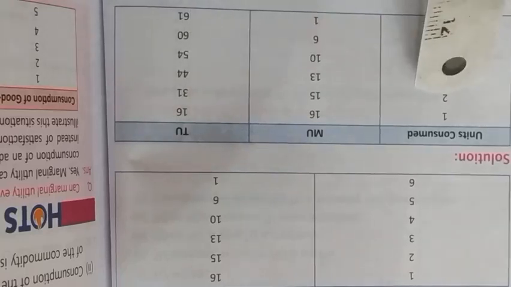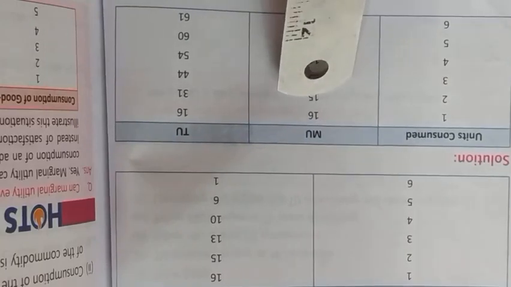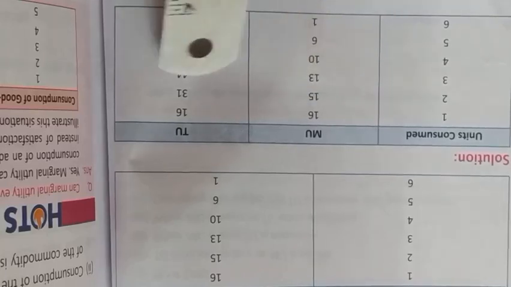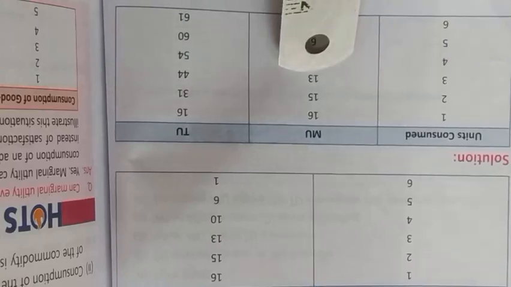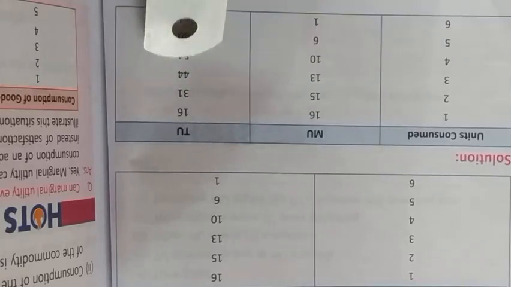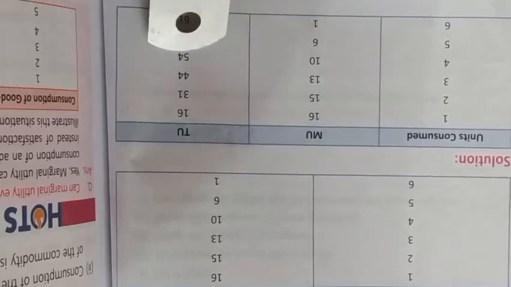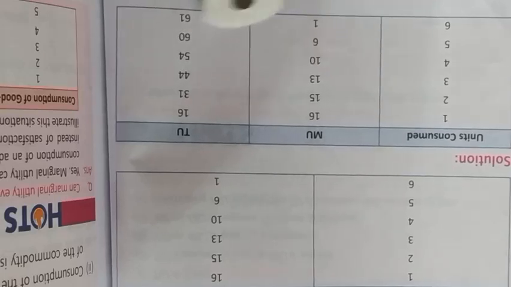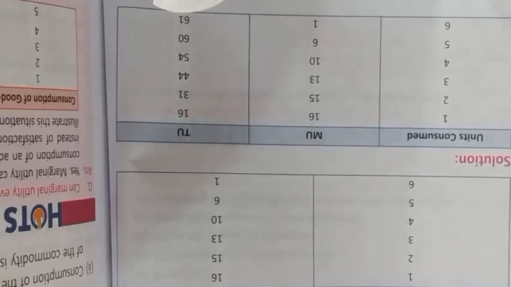Now we have consumed the second unit. The marginal utility of the second unit is 15 and the total utility of both these is the addition, 16 plus 15, that is 31. When you consume the third unit, the MU is 13 and the TU is 13 plus 31, that is 44. In the same way in the fourth unit, 44 plus the MU 10, that is 54. Then in the 5th unit that is 60, and in the 6th unit we need to add one more, it becomes 61.